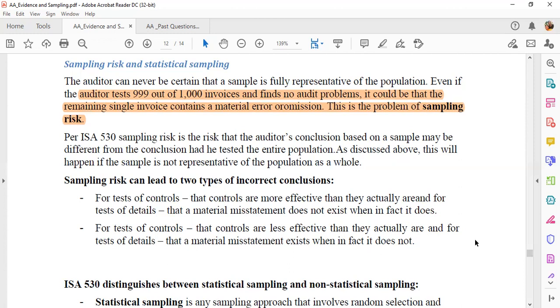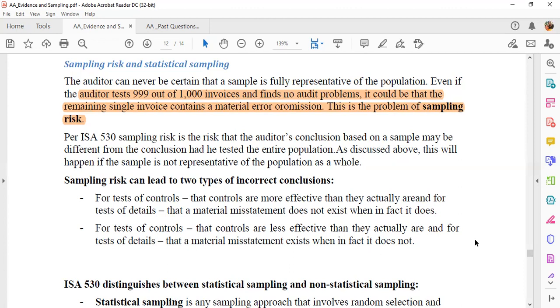We'll talk about this as discussed above. This will happen if the sample is not representative of the population as a whole. Sampling risk can lead to two types of incorrect decision. I think I've made mention of this earlier.